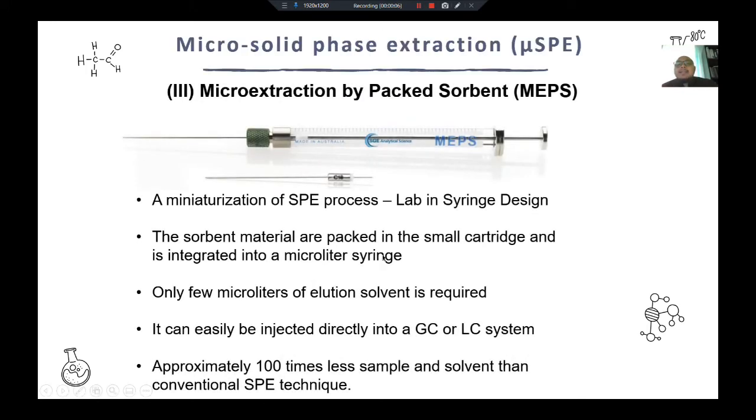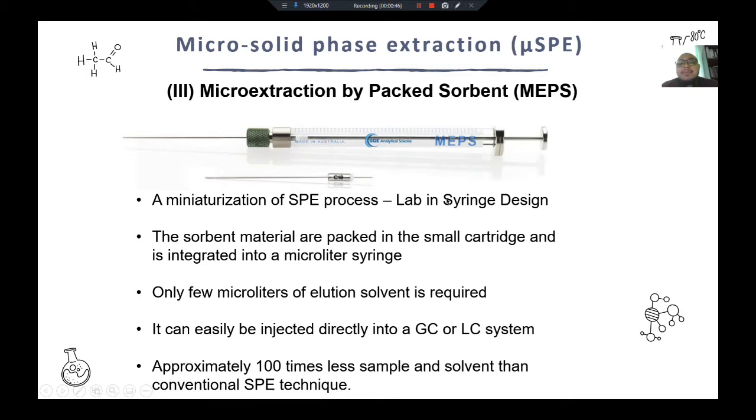Alright, I think the last one under micro solid phase extraction methods is micro extraction by packed sorbent, which we call MEPS. It is a miniaturization of the SPE process. Compared to the membrane and pipette tips, which are not so efficient, they invented this other one, micro extraction by packed sorbent or MEPS.